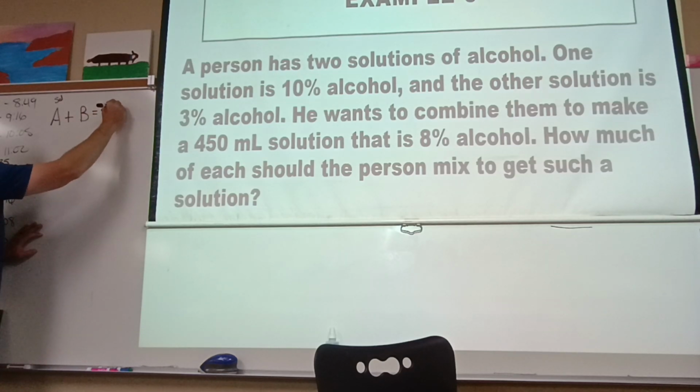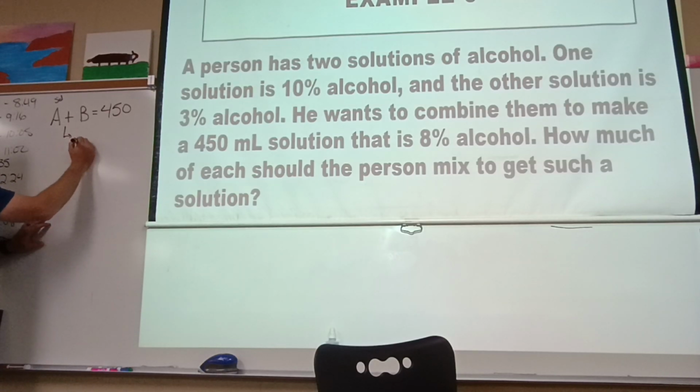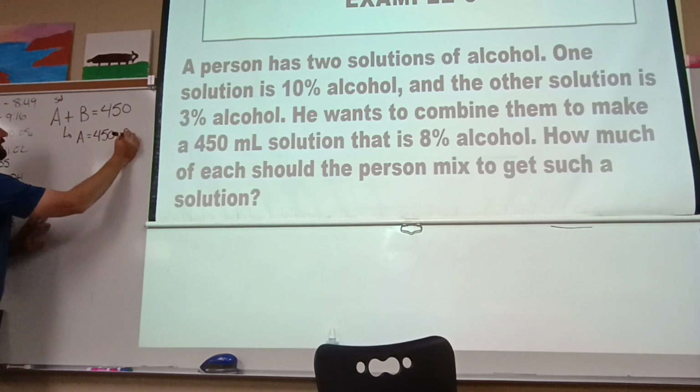Or 50. So again, that's my first equation. Right away in my head, what do you think I'm going to do with that equation? I'm going to have to get a variable by itself. So we're going to side note this and say A is the same thing as 450 minus B.